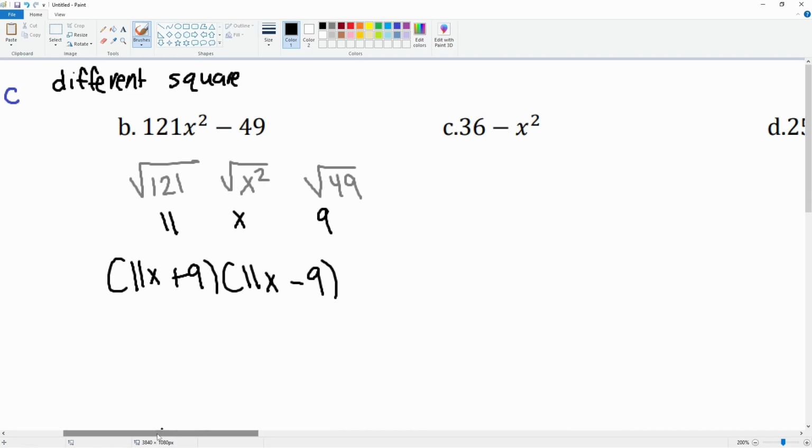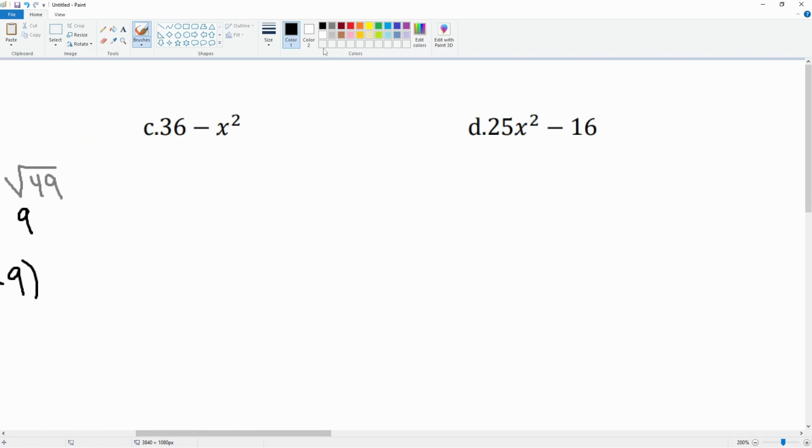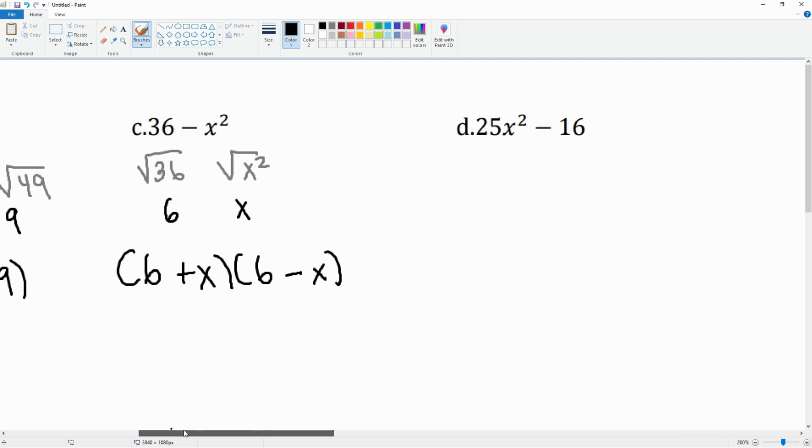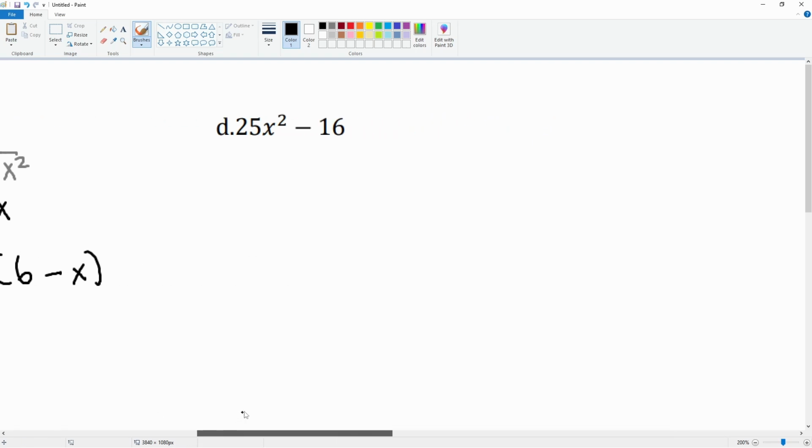All right, let's do C. Here, there is no bx term, so let's take the square root. We're going to take the square root of 36 and the square root of x squared. The square root of 36 is 6, and the square root of x squared is just x. So the answer is (6 x)(6 x), and one of them is going to be positive and the other one a minus. That is why it's called difference of squares.